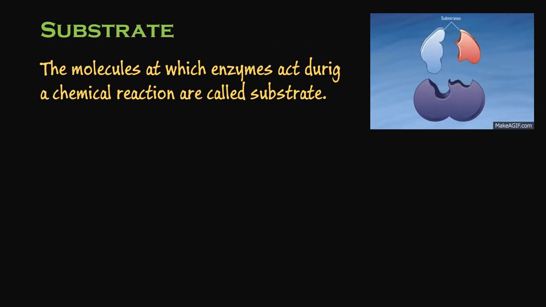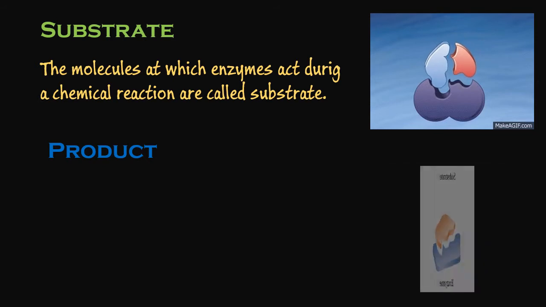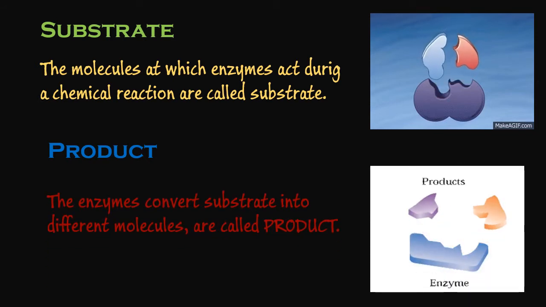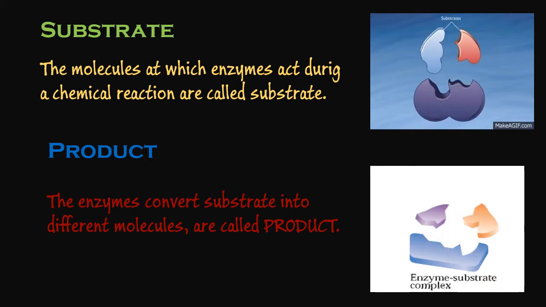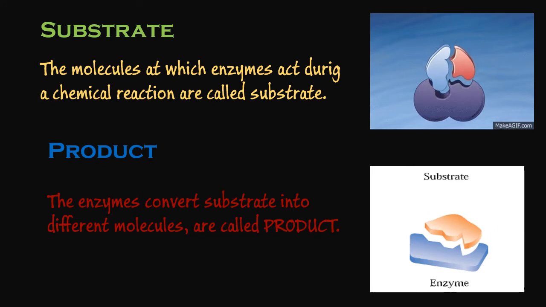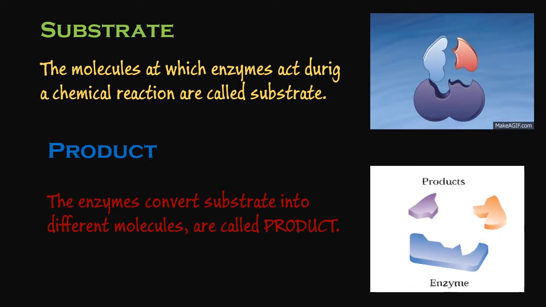What is a substrate? Substrates are those molecules on which enzymes act during a chemical reaction. In any reaction, the reactant which is converted into product is called the substrate. What is a product? The molecules into which the enzyme converts the substrate are called products. At the end of the reaction, when the enzyme converts the substrate into the end product, these molecules are called products.